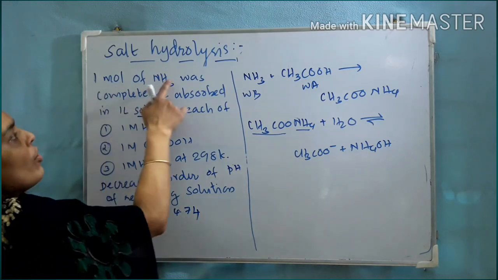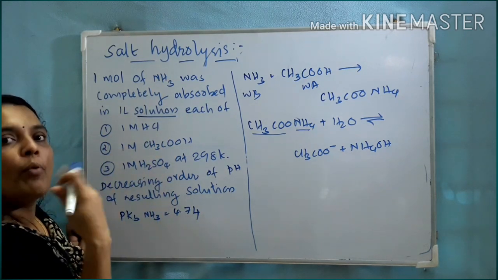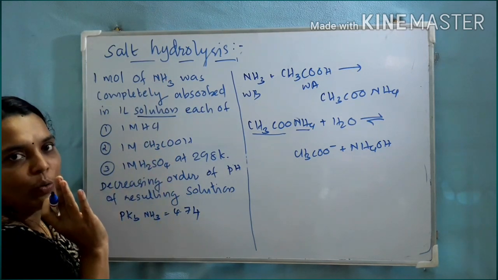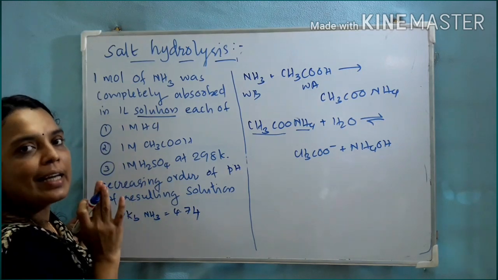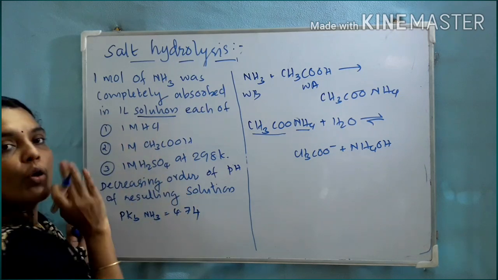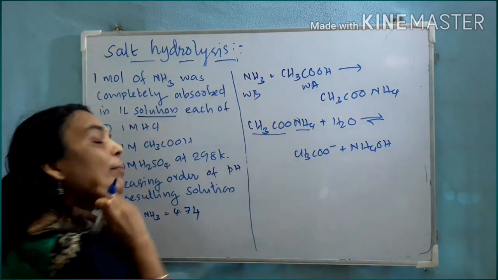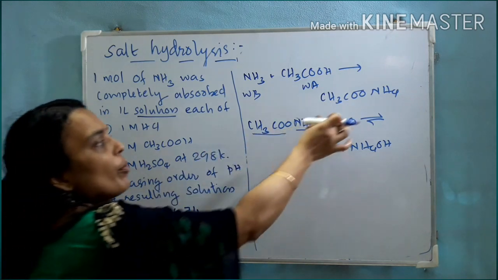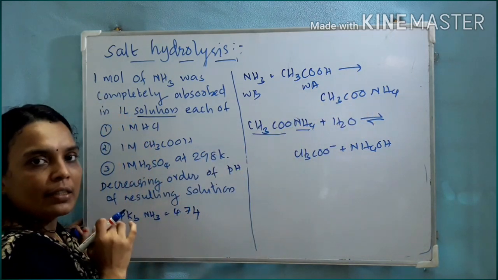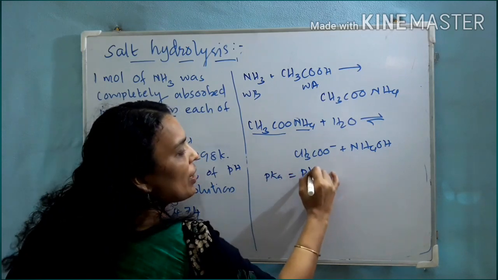And here 1 mole of ammonia and 1 mole of acetic acid that we have taken. Both the concentrations are equal, that means it is completely reacted. It is already given in the question, completely absorbed. That means the ammonia and acetic acid are completely reacted, forming 1 mole of ammonium acetate. That means in this case pKa is equal to pKb.